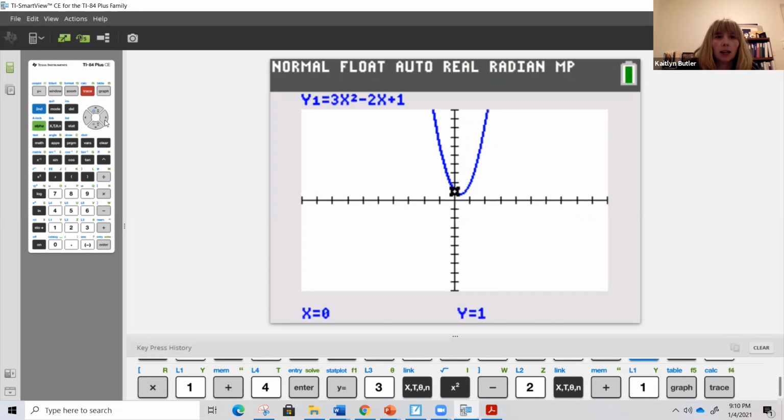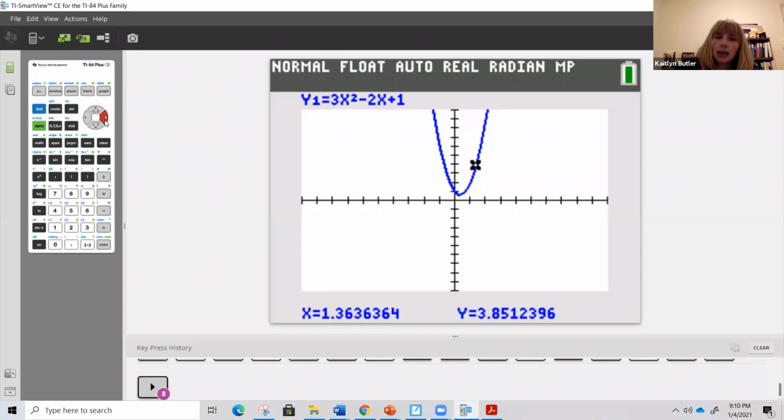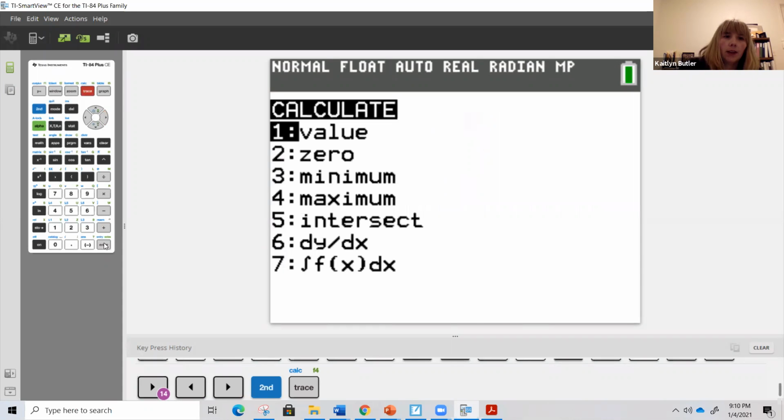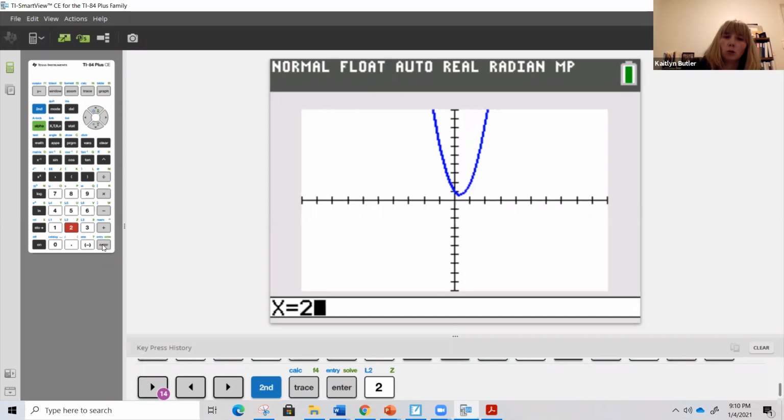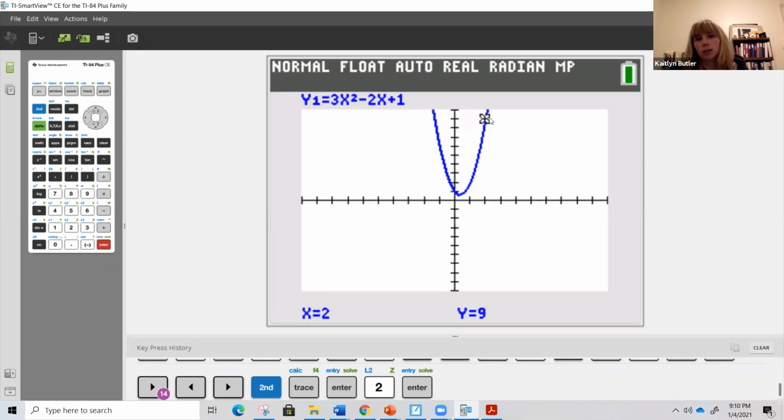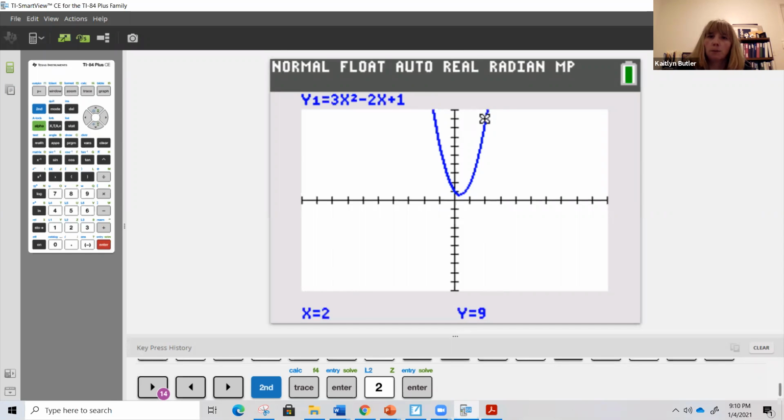You hit this button, trace, and you can see as x gets closer to 2, my y value is getting closer to that 9. And what you could also do is hit second calc and then enter for value, type in x equals 2, and it will give you the value y equals 9. Now, you're supposed to do these algebraically and not using the graph, but this is just to show you that if I have a continuous function, we can just plug in that x value, and the limit will be the same thing as the y value when I plug in that x value into this function.